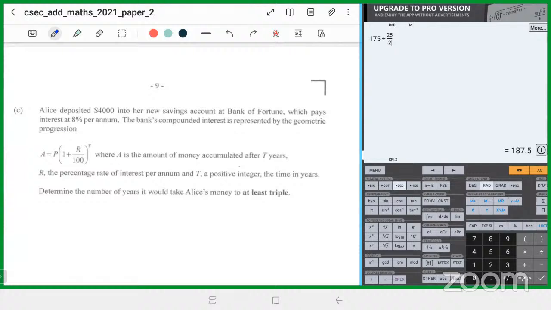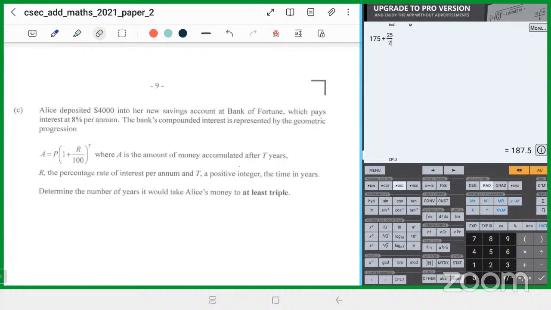So determine the number of years, in other words T, that would take Alice's money to at least triple. So you want the amount to be triple what this is. Triple. That is the question. Yeah, this formula. They say Alice deposited $4,000 in a new bank savings. So this now is the principal. The amount deposited is always the principal.